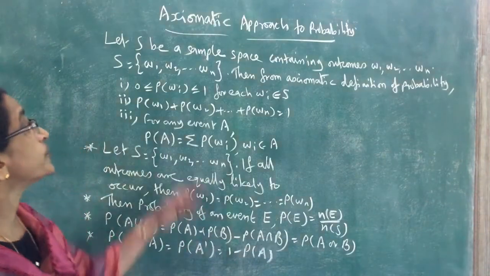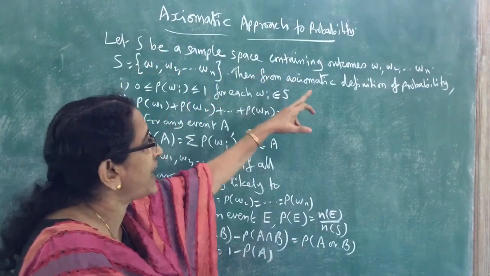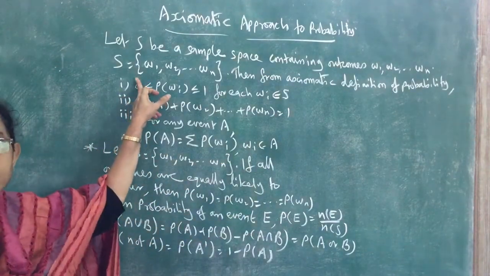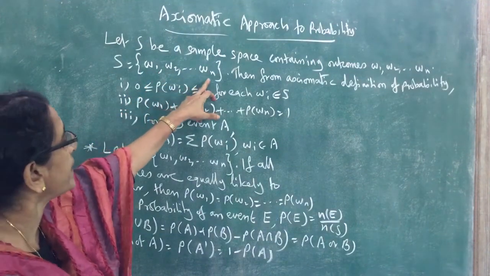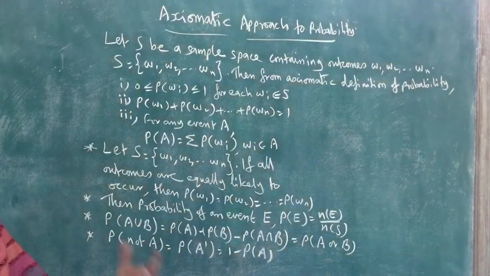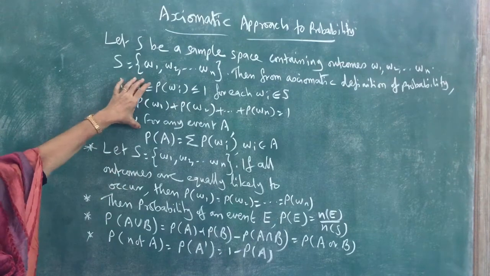Axiomatic approach to probability. Let S be a sample space containing the outcomes omega 1, omega 2, etc., omega n. That is, sample space S equals the set omega 1, omega 2, etc., omega n. Then the axiomatic approach to probability says that these three conditions hold.